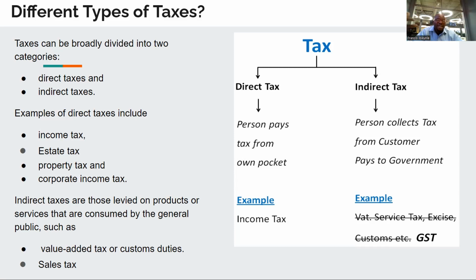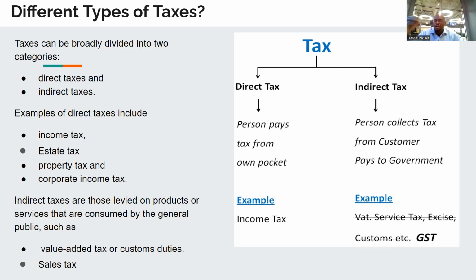Then property tax, on the property that you own. You don't make income, but because you own a property, you pay taxes on it. That's another form of tax. Then if you run a business, there's corporate tax. You run a business, you have a school, a hospital. It's a separate legal entity, separate from yourself, and it makes money, it has income, so you need to pay tax on it. Those are examples of direct taxes, just like the diagram you see on the left. Direct tax: the person pays tax from their own pocket. You write the check yourself. So that is direct tax.